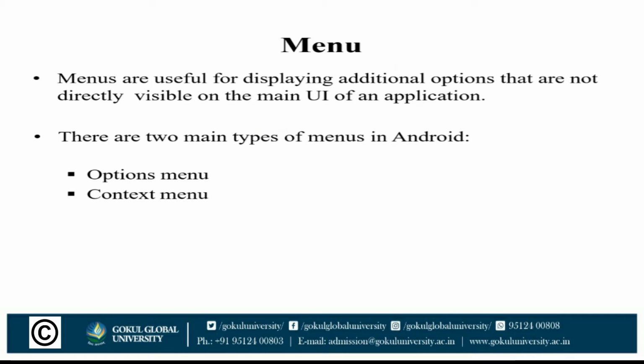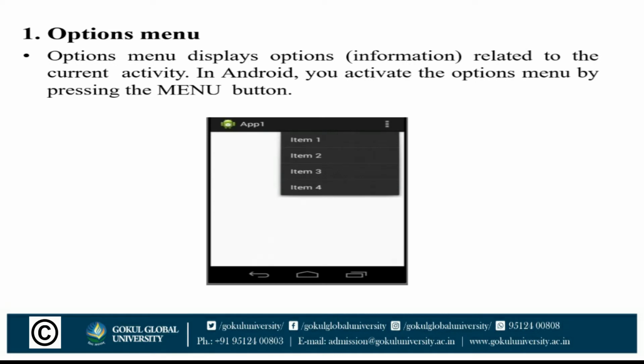Now let's understand menu. Menus are a common user interface component in many types of applications. They are generally used to provide extra functionality to an Android application, like settings, search, create folder. Menus are useful for displaying additional options that are not directly visible on the main UI of an application. There are two types of menus in Android: option menu and context menu.